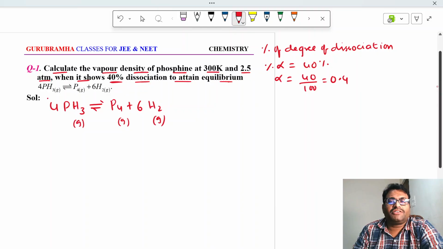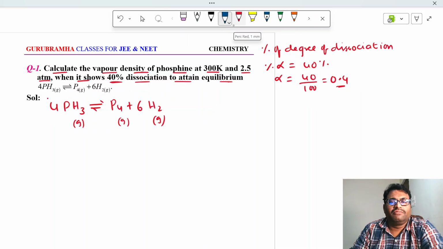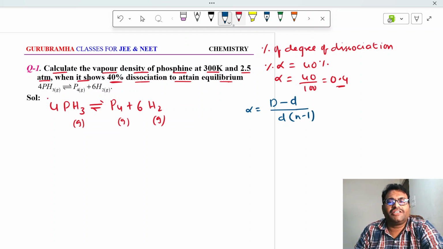If you want to convert percentage of alpha into alpha, then you need to divide that percentage by 100 so that we get alpha. And we can apply the formula. What formula can we apply? The formula is (D - d)/d = alpha (n - 1). This is the formula. What is n here? n is the number of moles of products formed when 1 mole of the reactant reacted.